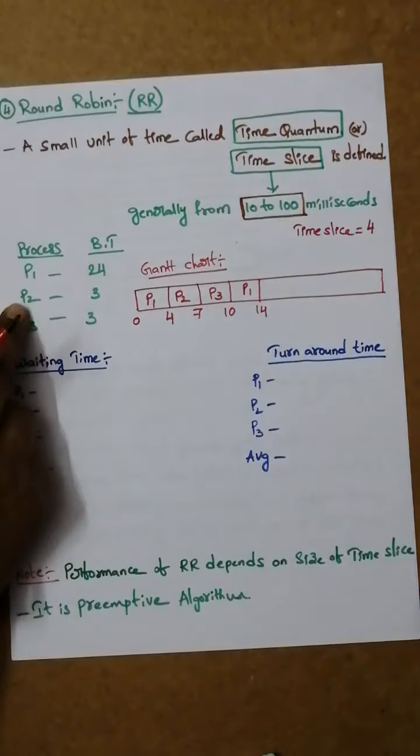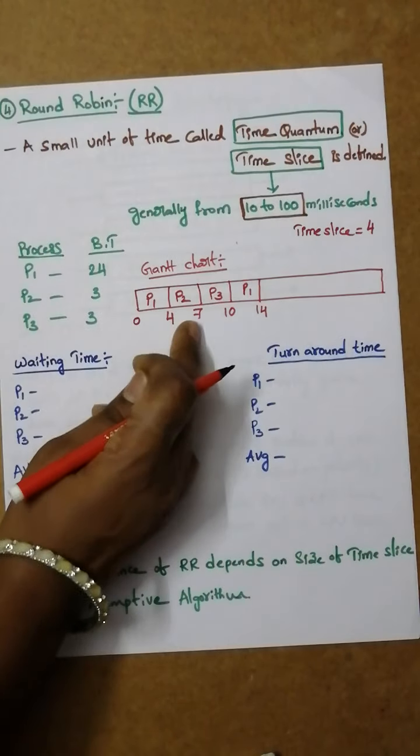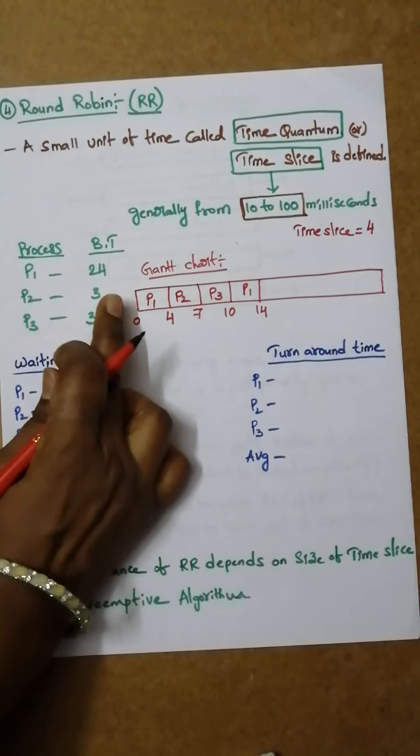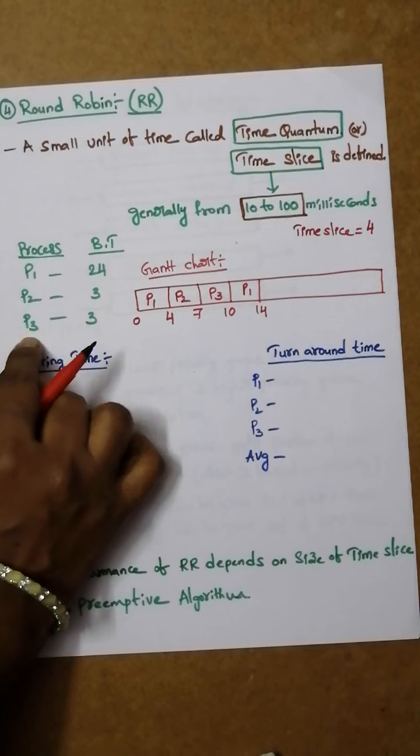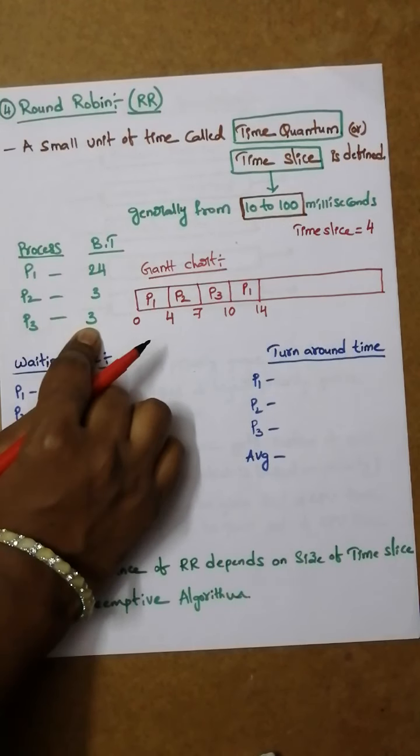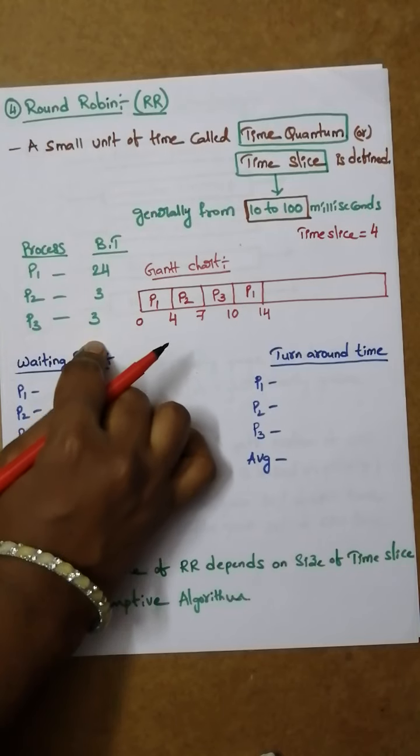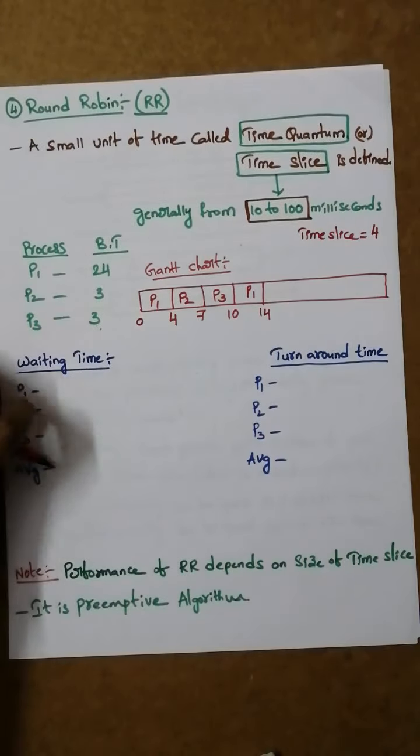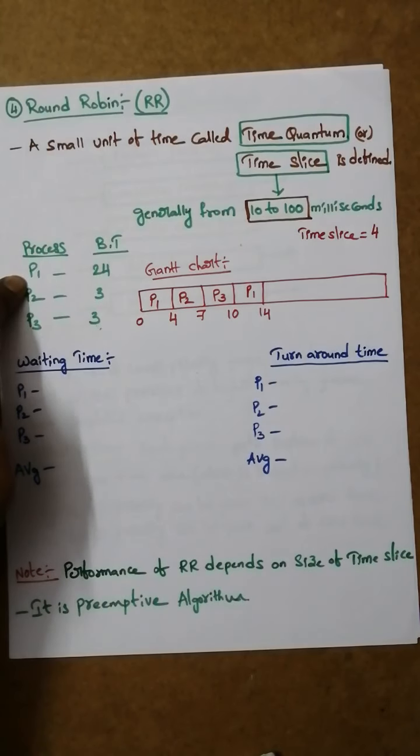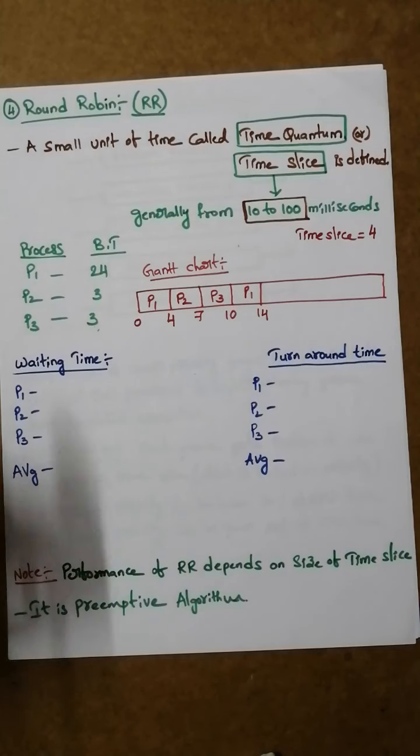Next, after P1, P2 should take. But P2 has already executed for 3 milliseconds, meaning its execution is over. So in this round, this will not take the CPU. Similarly, P3's execution is also over, so in this round P3 will also not take. So again, next round, P1 only will take, and the remaining rounds P1 only will take continuously, because P2 and P3 have already done their execution.